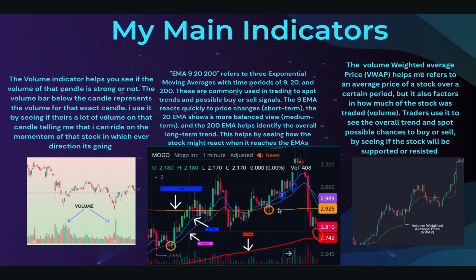Now for settings for VWAP, you don't have to change any of the settings. I recommend just changing the color, if you want. That's optional too. I really don't mind the colors. And for EMA, I will show you how to set that up in a moment.